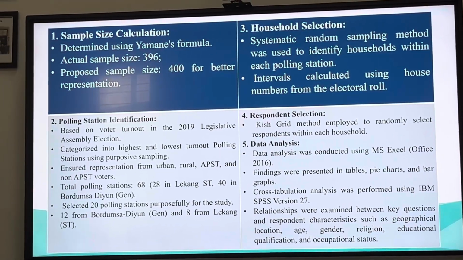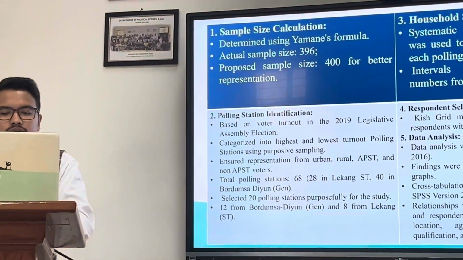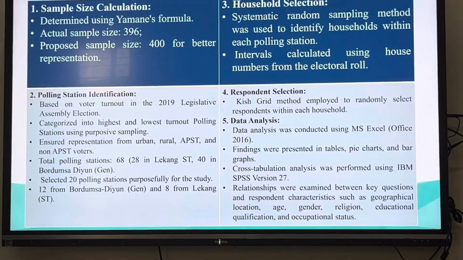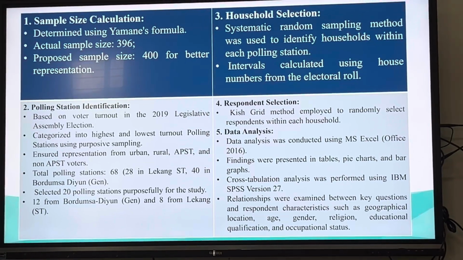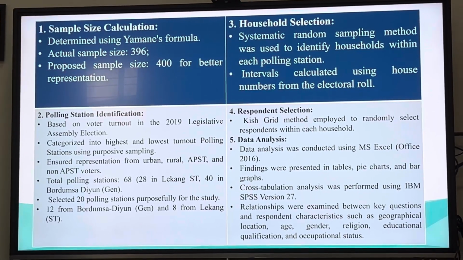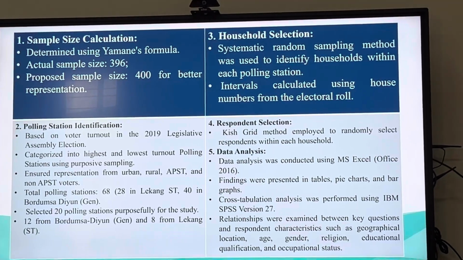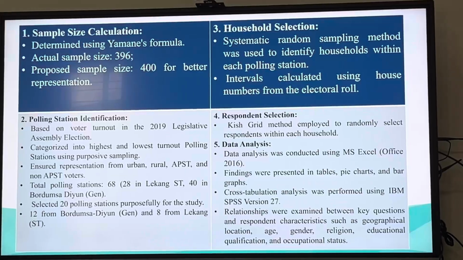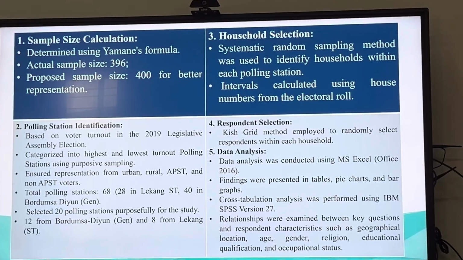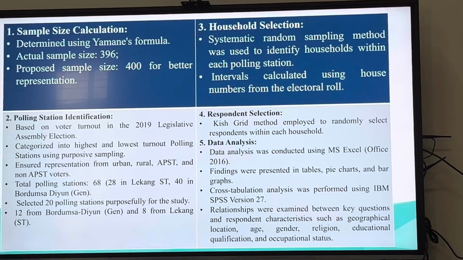There are a total of 68 polling stations in Bodumsa Dayun and Lekam, 28 in Lekam and 40 in Bodumsa. Out of that, 20 polling stations were chosen purposefully. I divided the number of polling stations in that constituency by the required number of polling stations, and by that 12 polling stations were chosen from Bodumsa Dayun and 8 from Lekam. And systematic random sampling method was used to identify households within the polling stations. I used the interval calculated using house number from the electoral roll, and the Kish grid method was employed to randomly select respondents from each household.